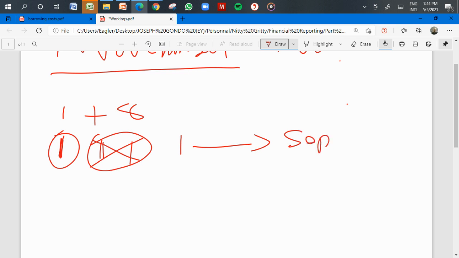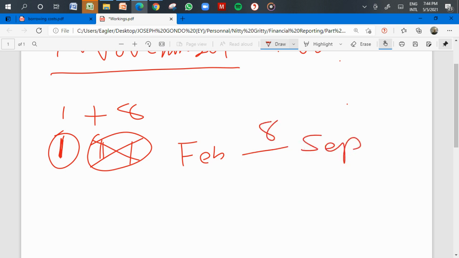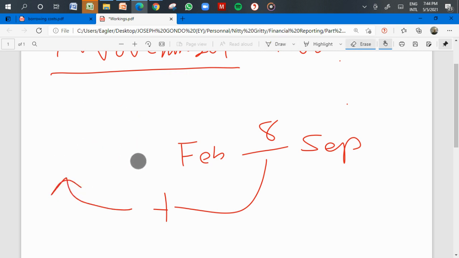From February to September, we have 8 months. Then we add the 8 months to November, when we started the capitalization of borrowing cost. So how many months do we have? We have 8 plus 1. So we have 9 months of active development. So we are going to capitalize borrowing cost for 9 months.